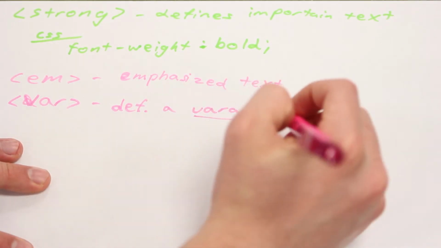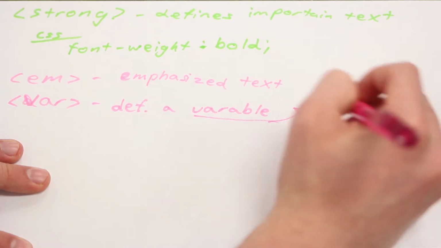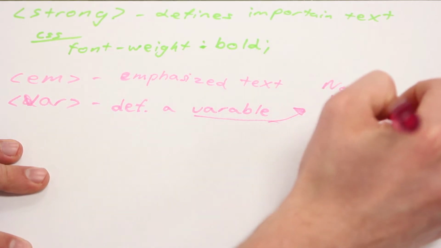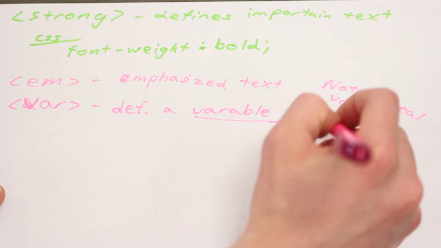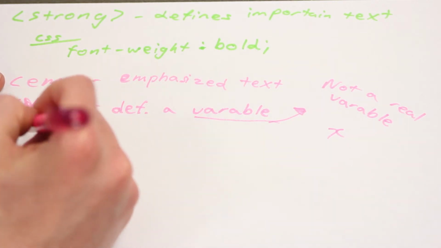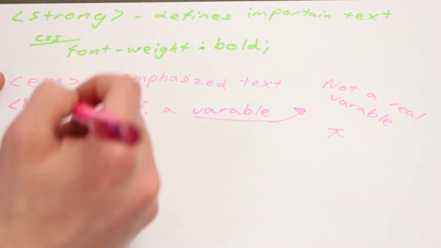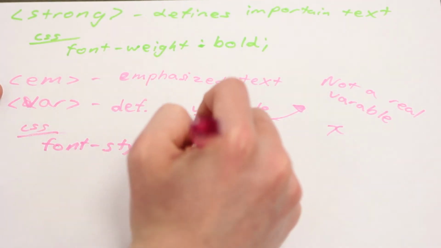And I'm going to make a point. This is not a real variable. It just changes the way the text looks to supplement how in math a variable would look. Like if you were trying to make the cursive X like this, some math books do it, you would want to use the variable tag and it would make it render in italics. So again, I'm going to write out the CSS, not doing the whole thing because I don't want to write it for both. Now this is going to set the font style to italics.